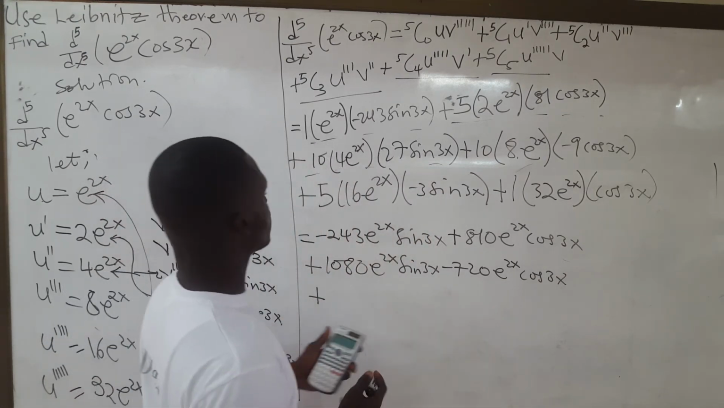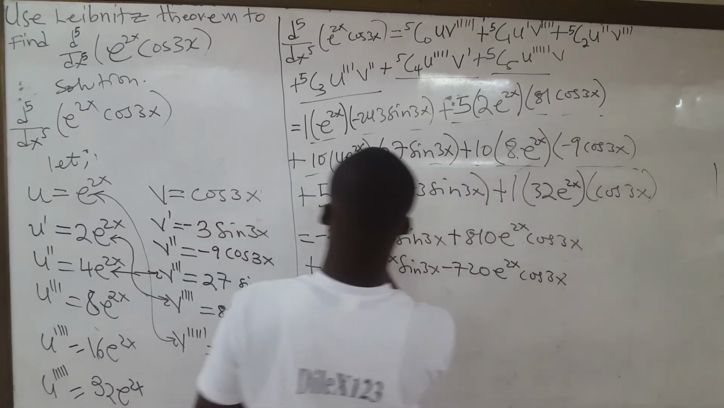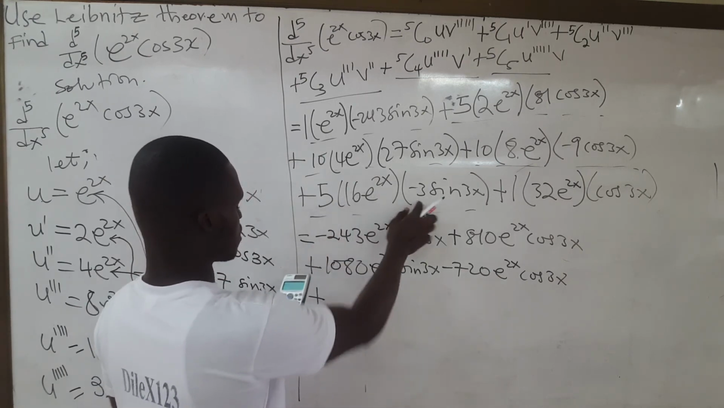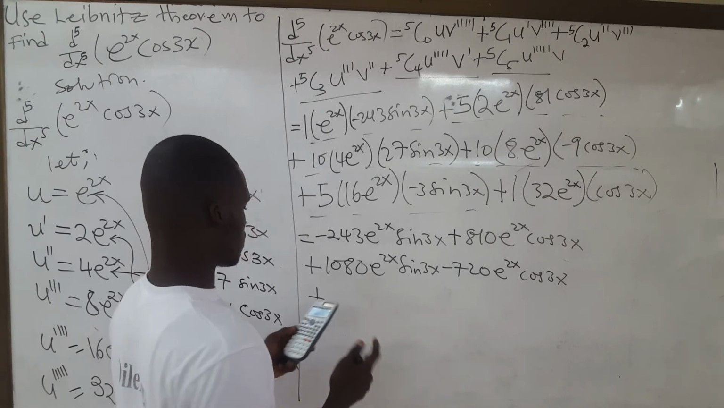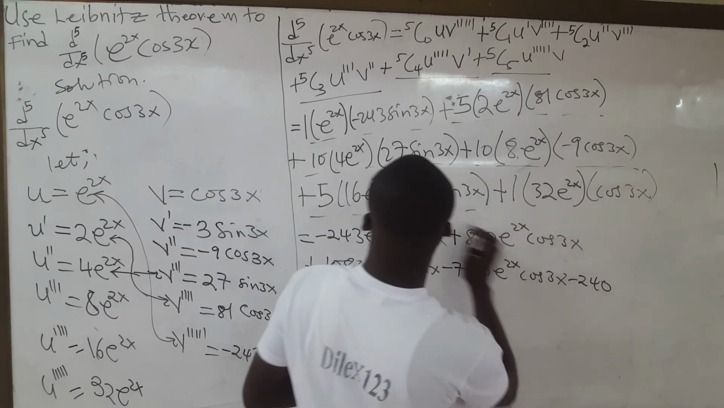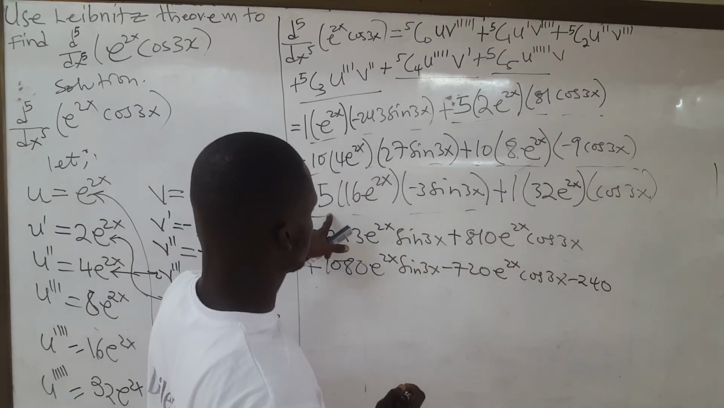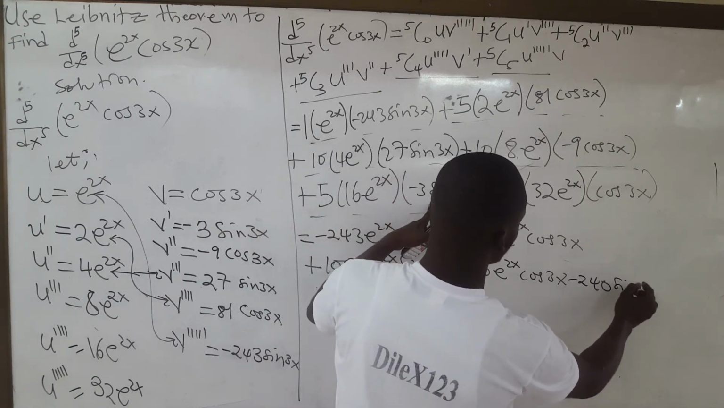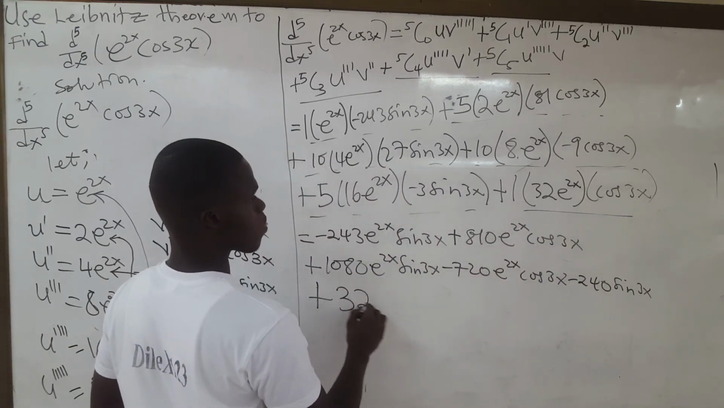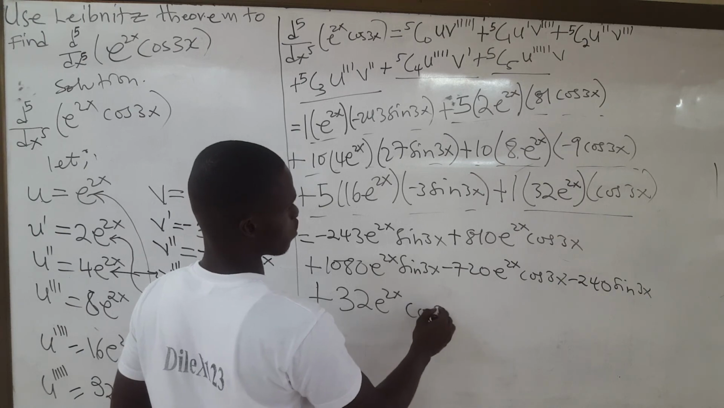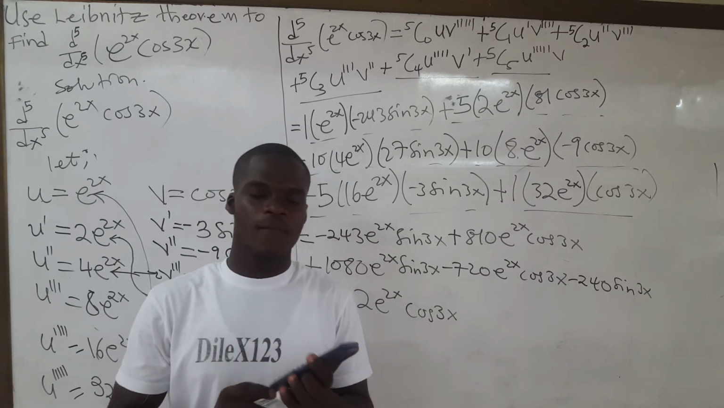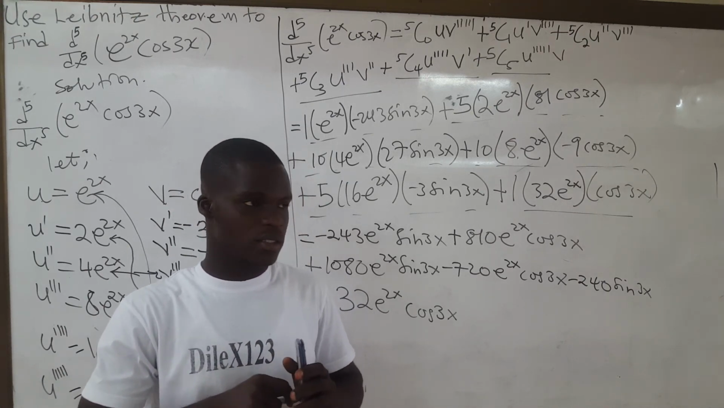We add that to, so we are done with this, we are here now. So we add that to 5 times 16 times negative 3, that's negative 240. So let me write that here. So negative 240 e exponent 2x sine 3x. Then finally, we solve this, which is 32 e exponent 2x cos 3x. And we are done. So this is the answer for the fifth differential of e exponent 2x times sine 3x.